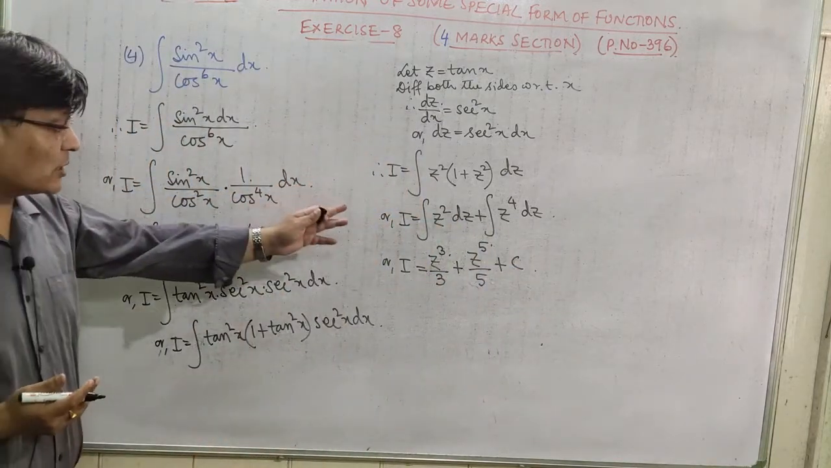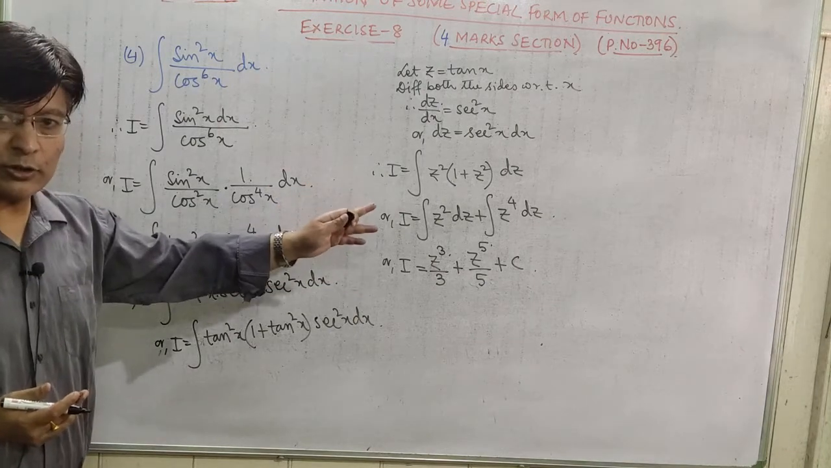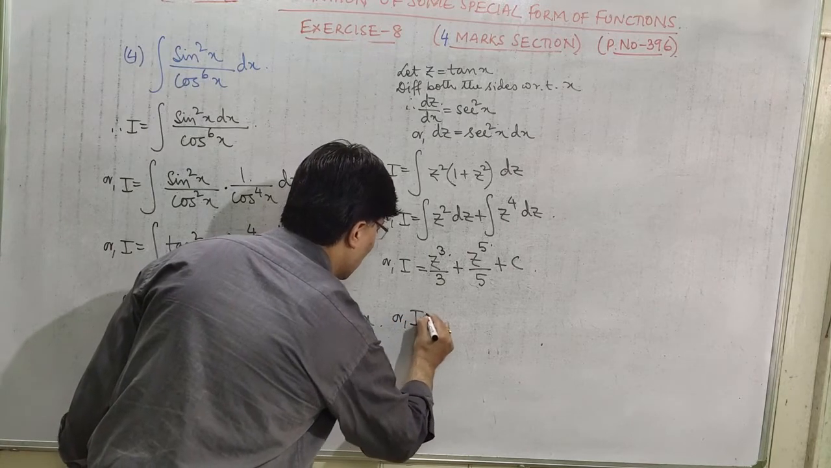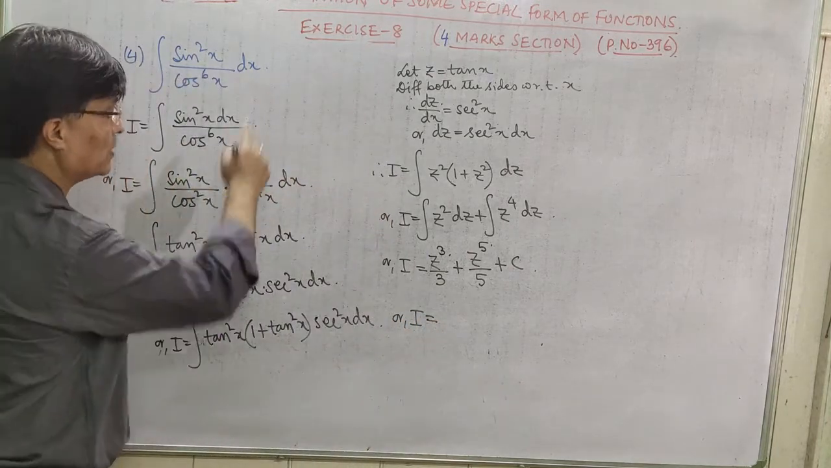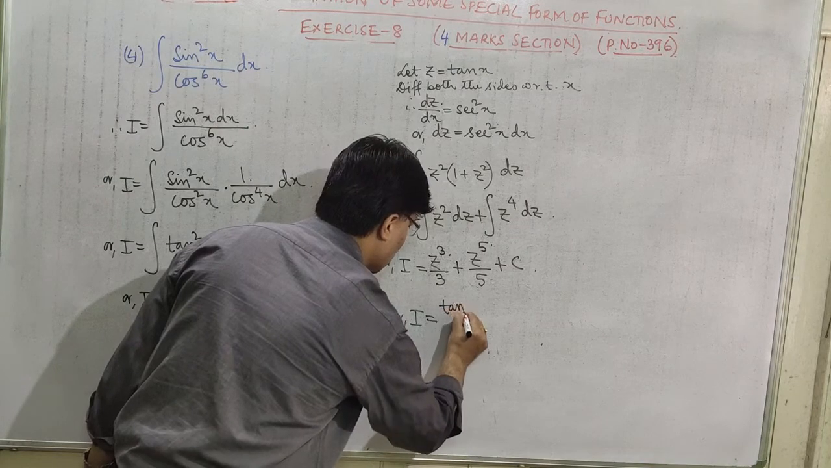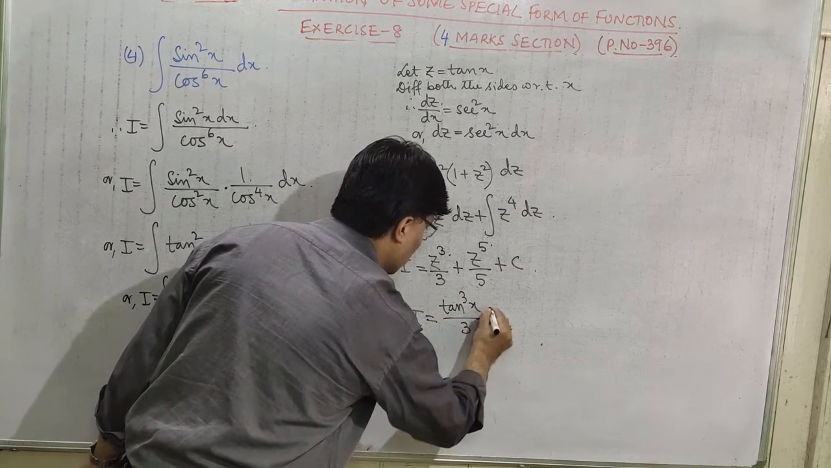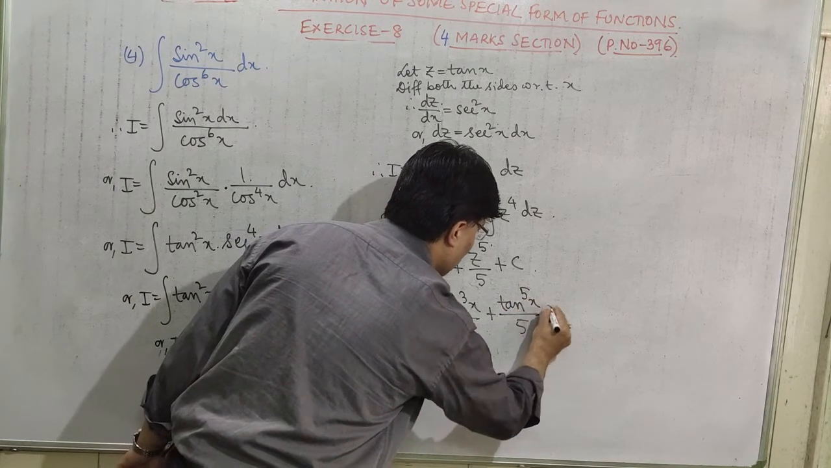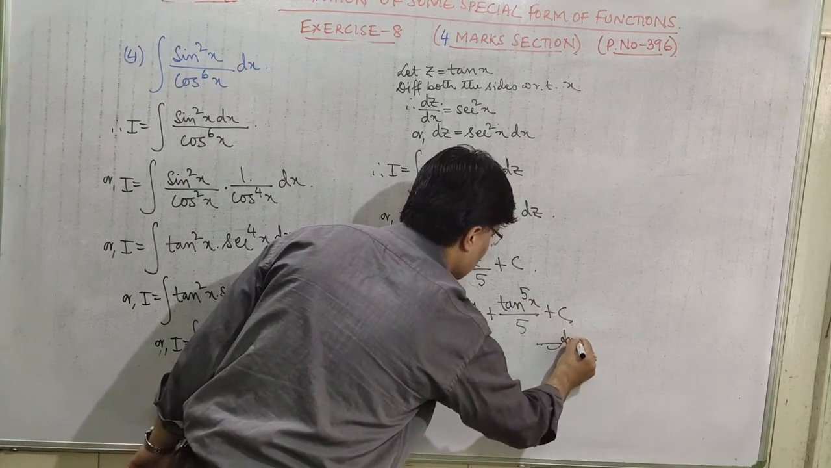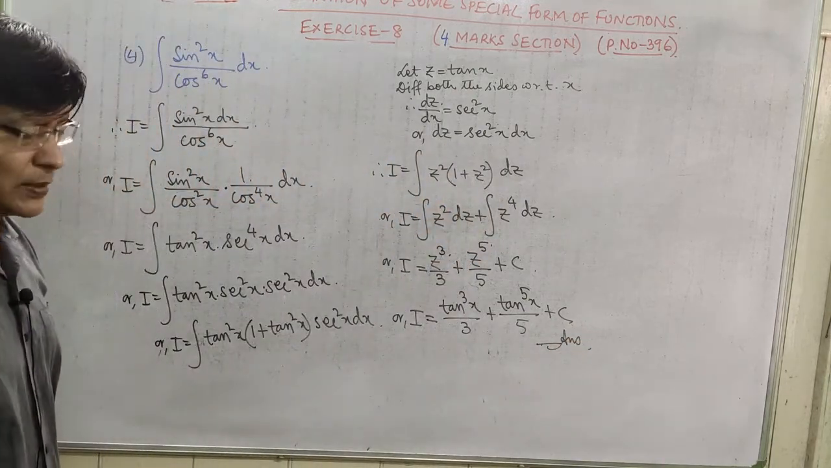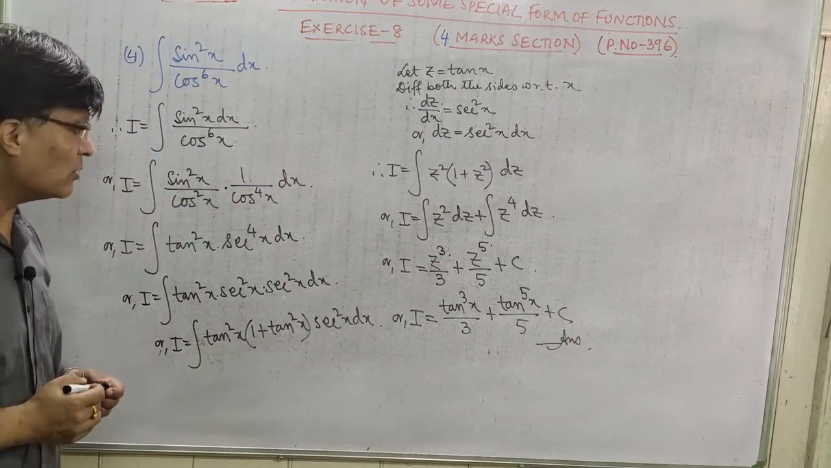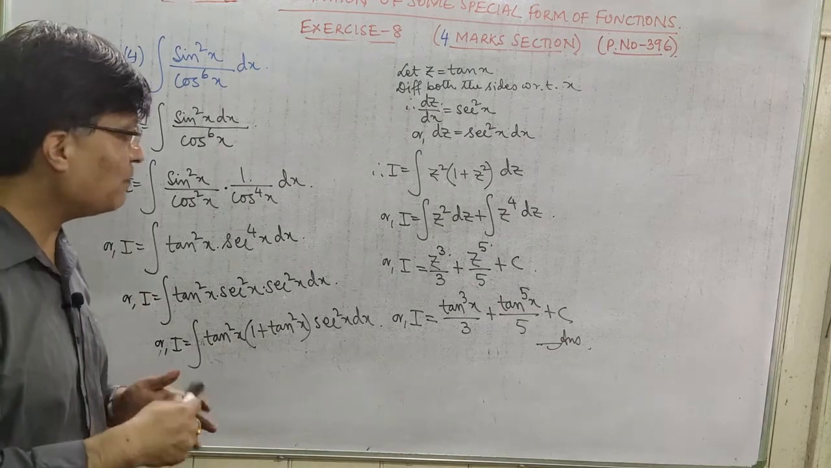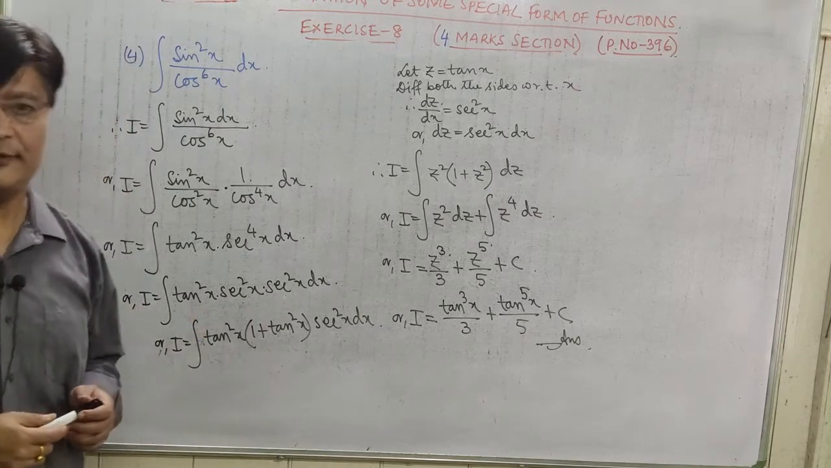What is integration of z square? Z cube by 3. What is integration of z to the power 4? Z to the power 5 by 5. Now let us put the value for z: I is equal to, what is z actually? Z is tan x. So it is tan cube x divided by 3 plus tan to the power 5x divided by 5 plus c. So this is the final answer. That is, I is equal to tan cube x divided by 3 plus tan to the power 5x divided by 5 plus c. That is the final answer.